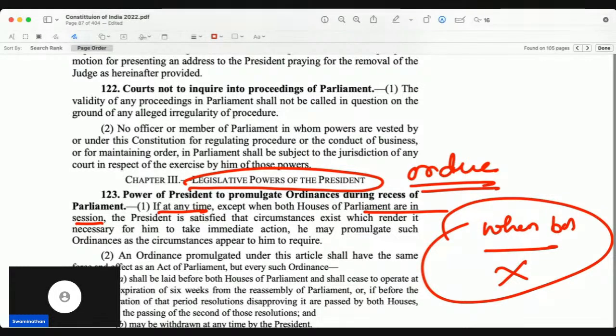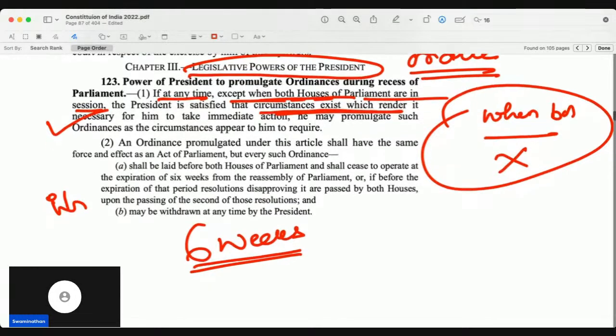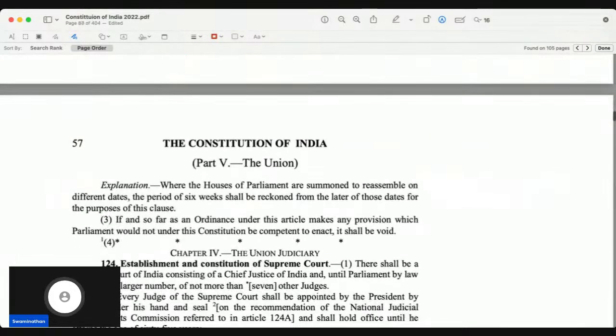Even if one house is not in session, the president can promulgate the ordinance. Except when both the houses of parliament are in session, at any time he can promulgate when he is satisfied that such a circumstance exists which renders it necessary to be addressed by law. Because the lawmaking authority is not present, the president can promulgate the ordinance. But that ordinance should be passed by both the houses of parliament within 6 weeks.